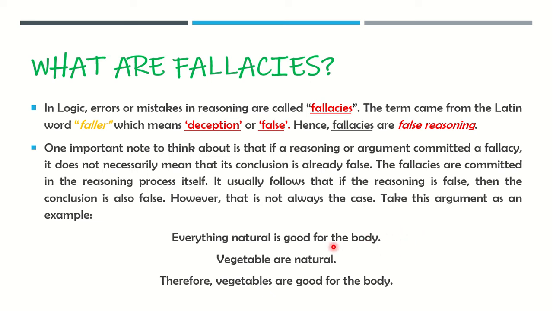So this argument stated a fallacy already on the first line. So, everything natural is good for the body is already a fallacy. Even so, it is still possible for the conclusion, therefore vegetables are good for the body, to be correct. It's just that premise one that is being stated in this argument does not justify the overall statement. Okay.